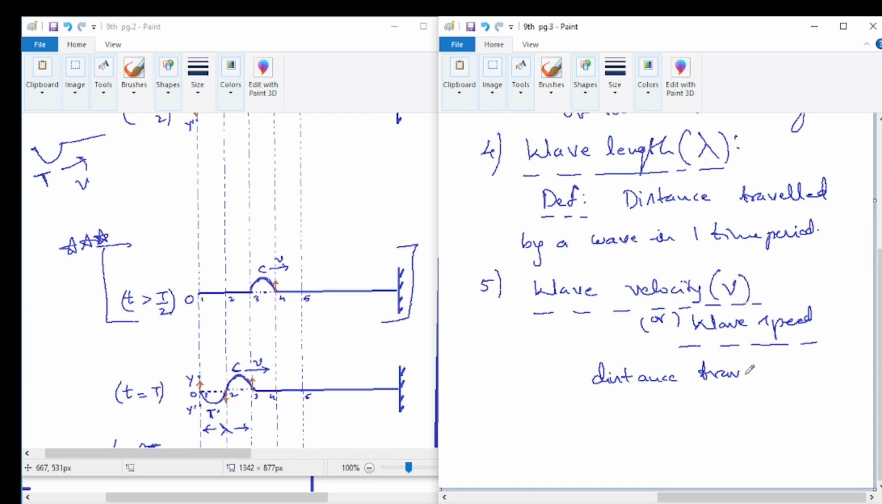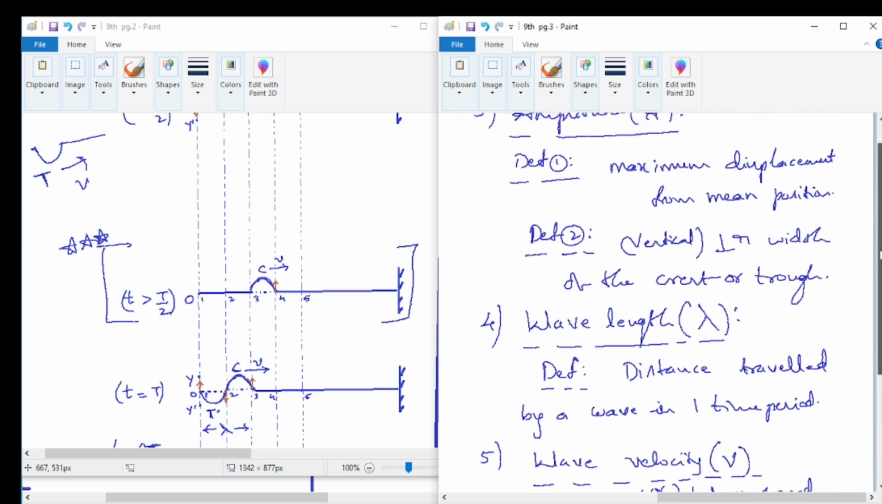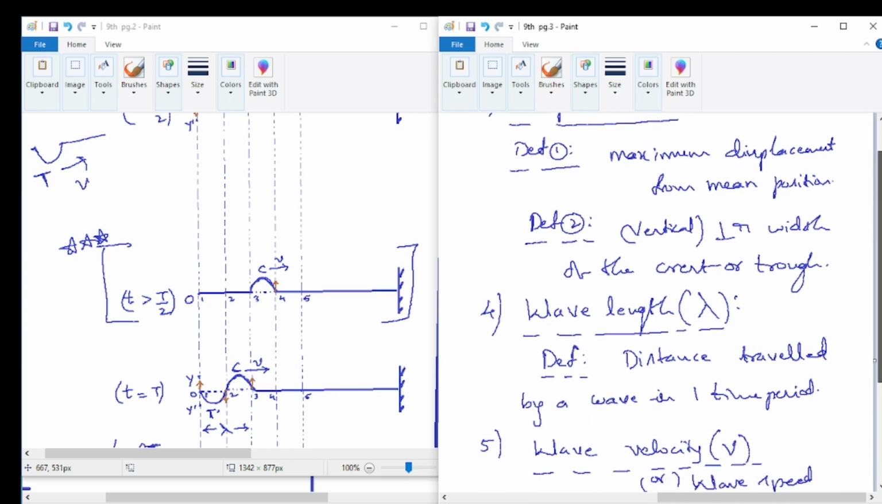So, distance traveled by a wave. What is speed of any object or velocity of any object? Simply distance traveled in unit time. The same way wave speed is also defined: distance traveled by a wave in 1 unit time, or 1 second. So whatever things we are seeing here are very simple. Nowhere is any complication there.